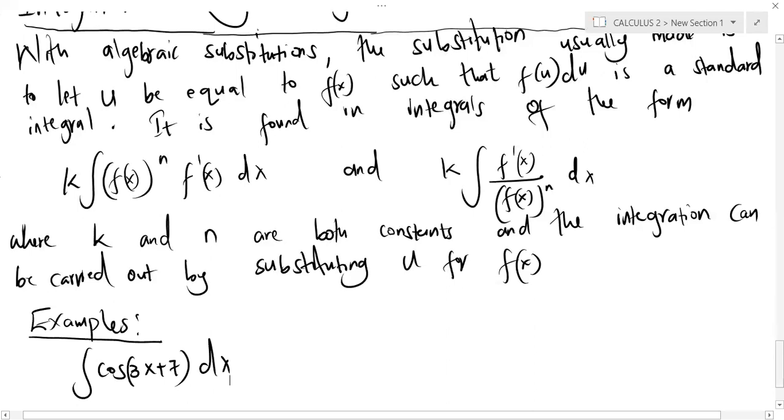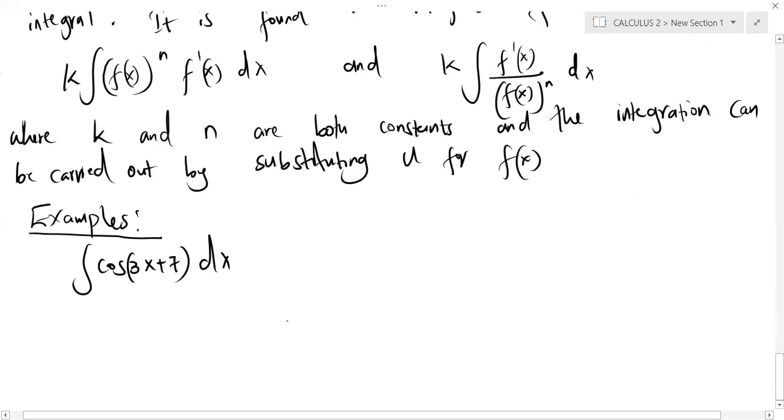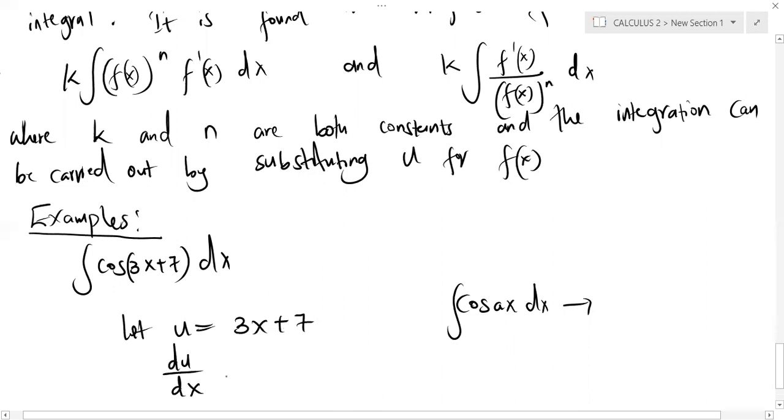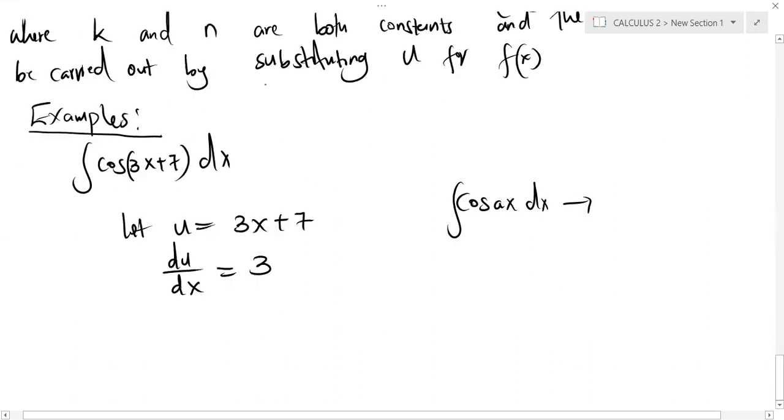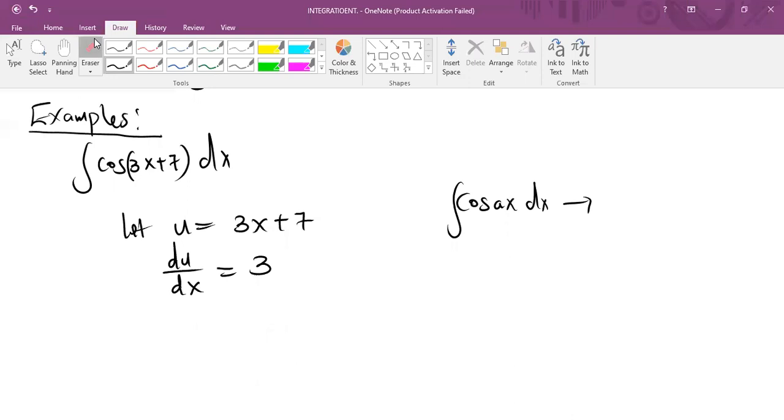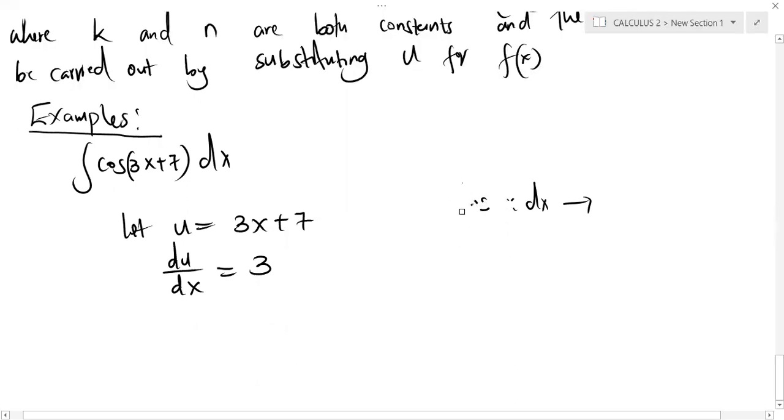Now, clearly, as we can see from the table that we were given, the standard integral is integrating cos ax dx. But now we have cos of ax plus some c. So how exactly do we go about that? We are going to let u be equal to 3x plus 7. Then write the whole of this question in terms of u. Now, if u is 3x plus 7, what is du dx? Du dx is equal to 3. Okay? So we are going to rewrite the whole equation by replacing x with u. So what will that translate to?